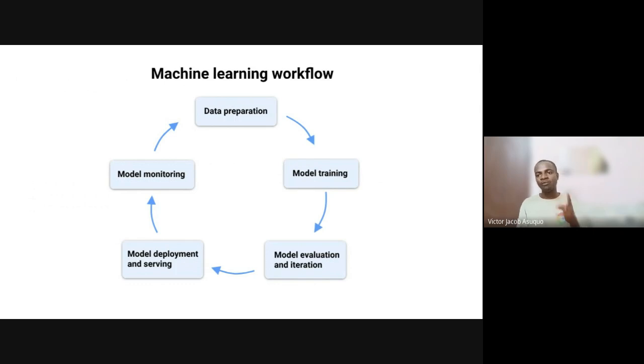So if you look here, we have data preparation, model training, model evaluation and iteration, and we have model saving and model monitoring. This is what designing a machine learning system looks like. It's an iterative loop. You just continue over and over again till you get what you want.